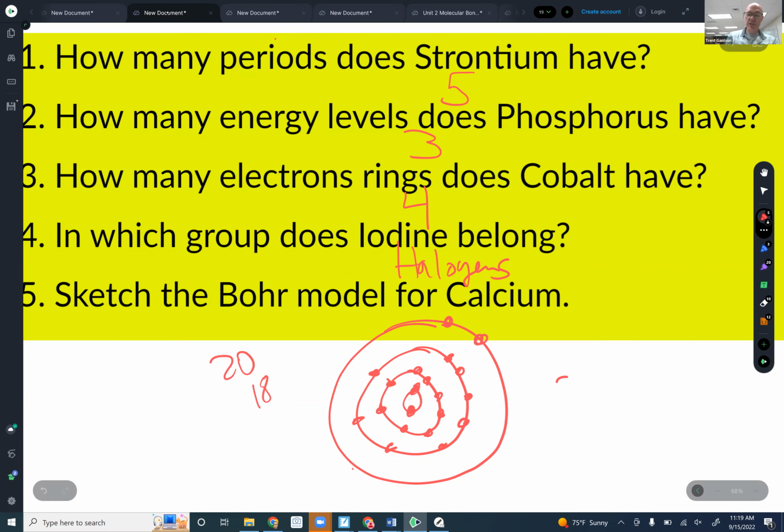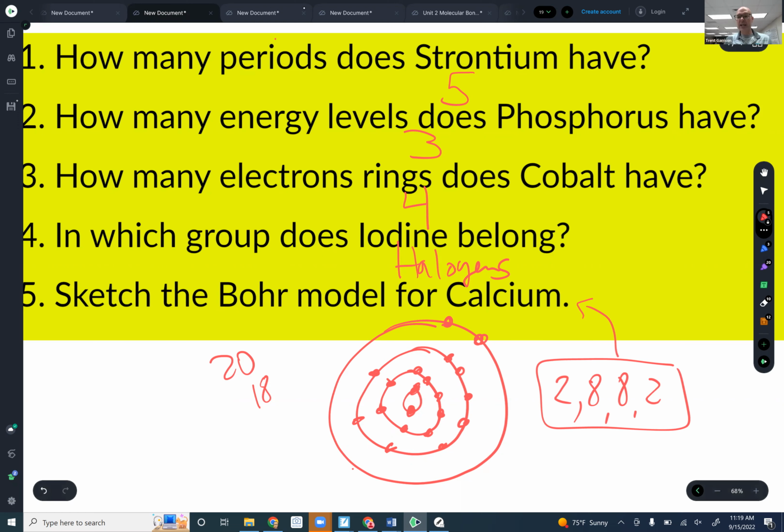So those ring numbers would have 2, 8, 8, and 2. Those would be how many electrons there are for calcium on each one of the rings, on the 1st, 2nd, 3rd, 4th.